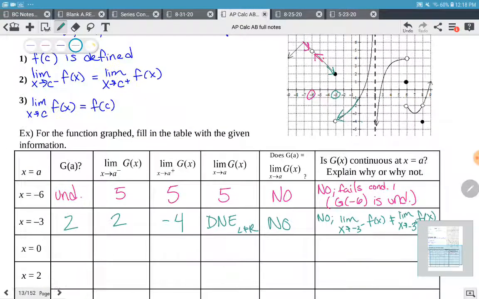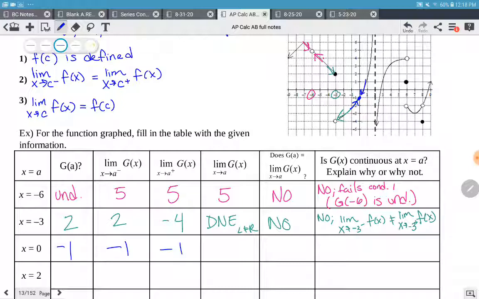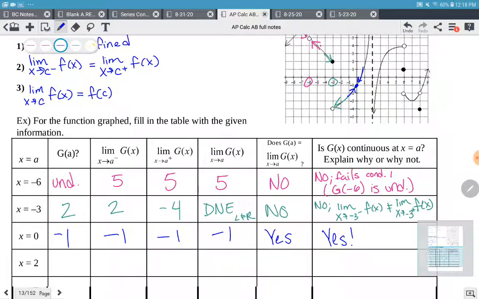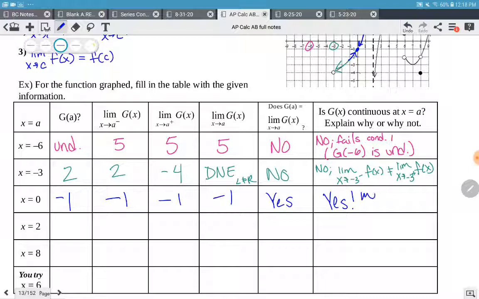All right, now 0 has a point right here, and the limit from both sides is equal to that point, right? I don't pick up my pencil at all, so it makes sense that it is continuous there. So if I plug in 0, I get -1. The limit from both sides is -1, so the limit overall is -1, which means these two things are equal. So yes, this is continuous. Okay, and it meets all 3 of the conditions.